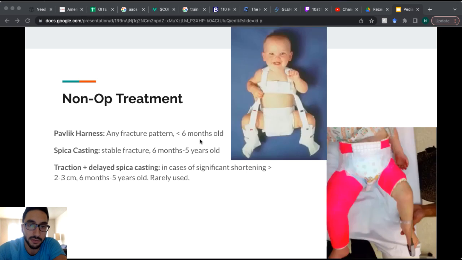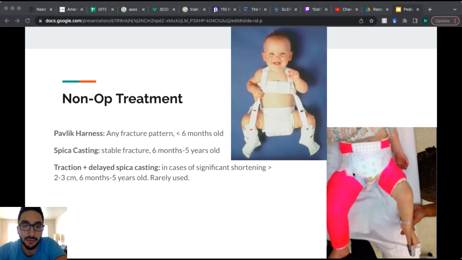So non-op treatment for these patients: any peds femoral shaft fracture that comes in and they're less than 6 months old, they're going to get a Pavlik harness. We see this here. If you're familiar with the treatment of DDH, you're familiar with this Pavlik harness. So anyone less than 6 months old gets a Pavlik harness. From 6 months to 5 years, they're going to get a spica cast here.